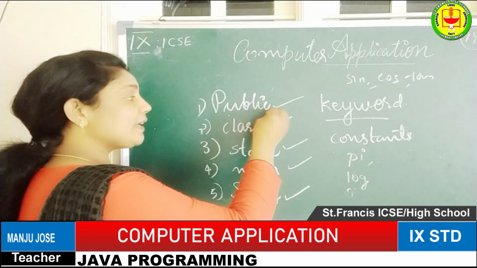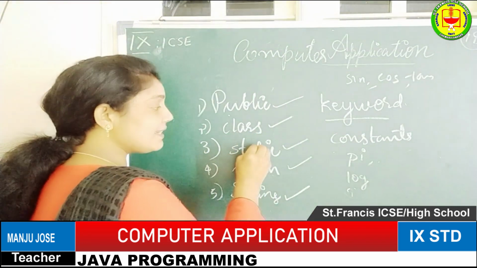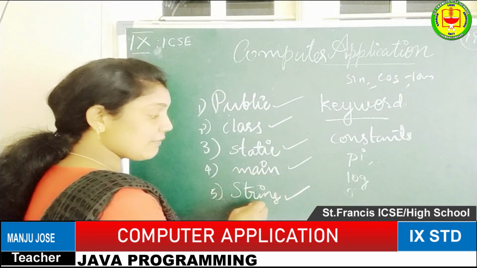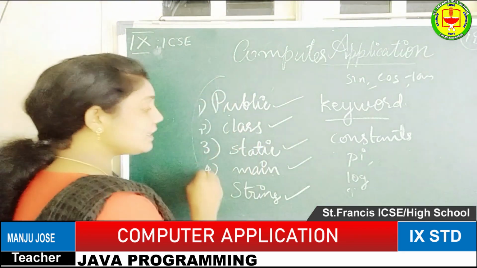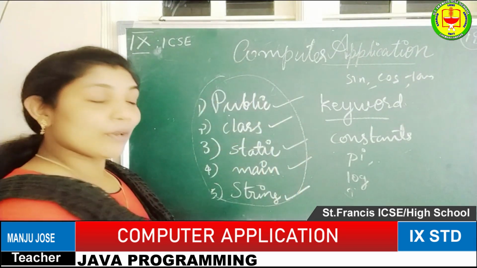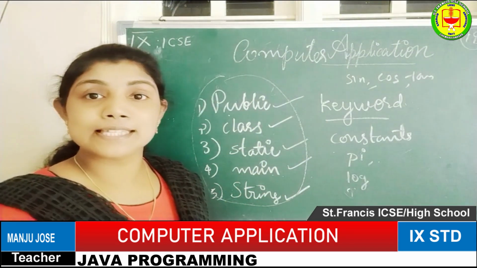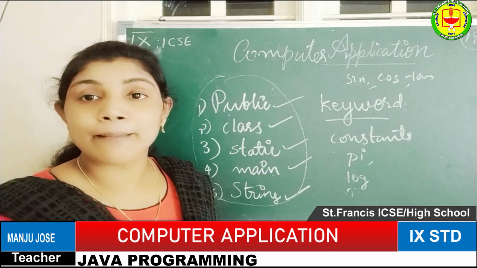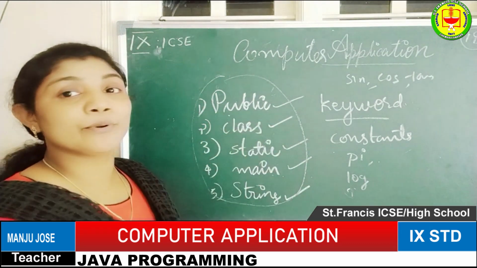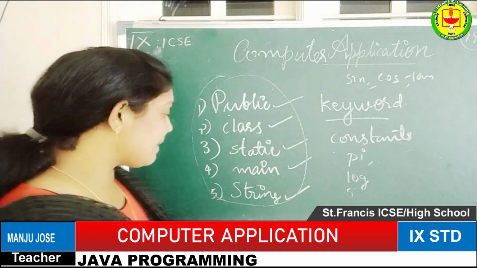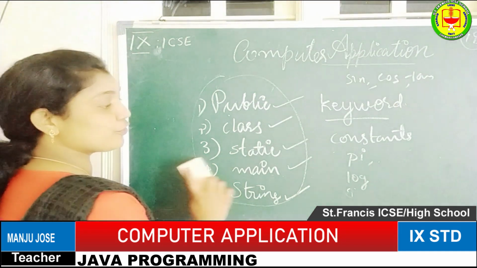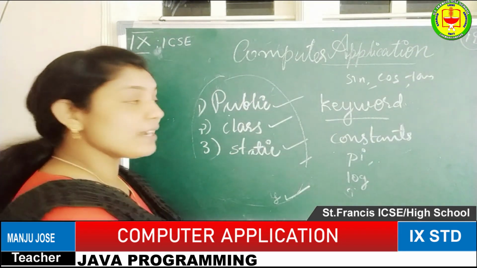So public is a keyword, class is a keyword, static is a keyword, main function is a keyword, string. So this is the major combination for writing a Java programming language. Then how the Java programming language will be written in one simple program, I will just write on the board. Later I will show it in the computer.